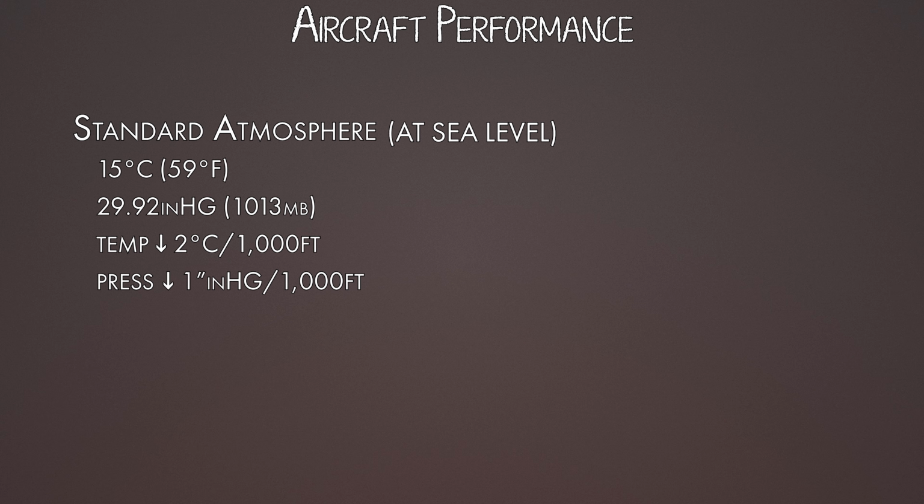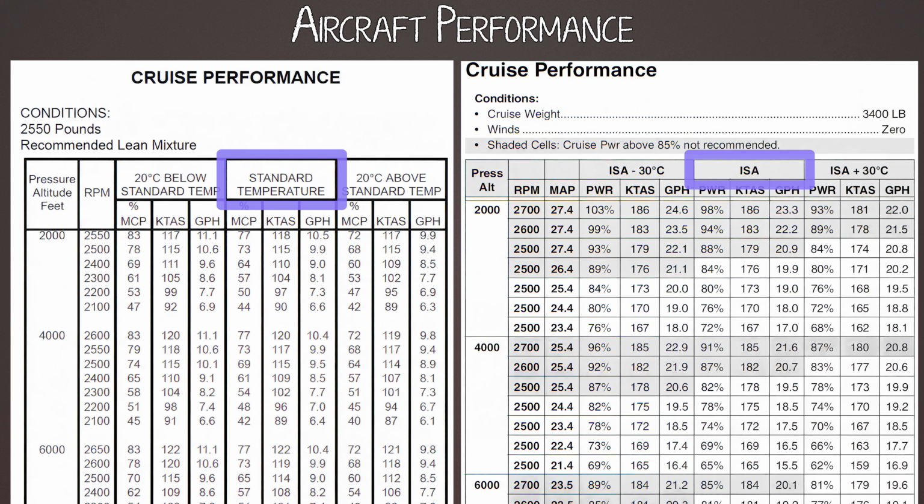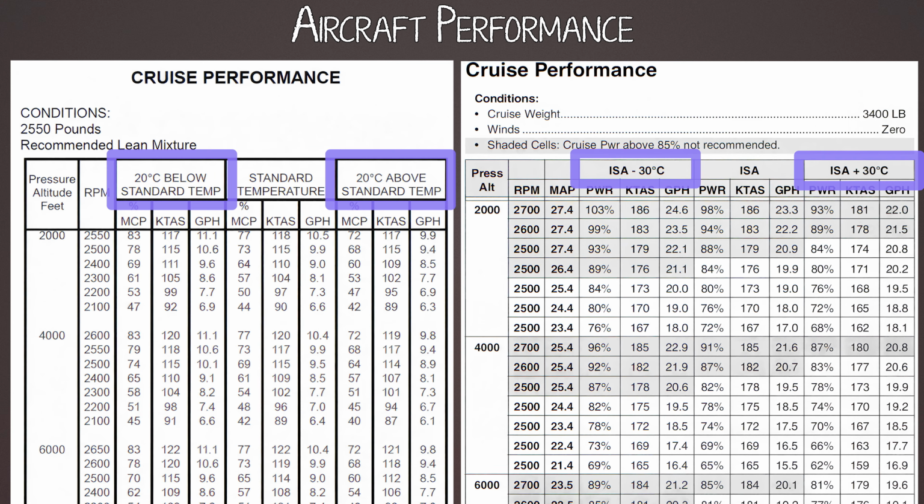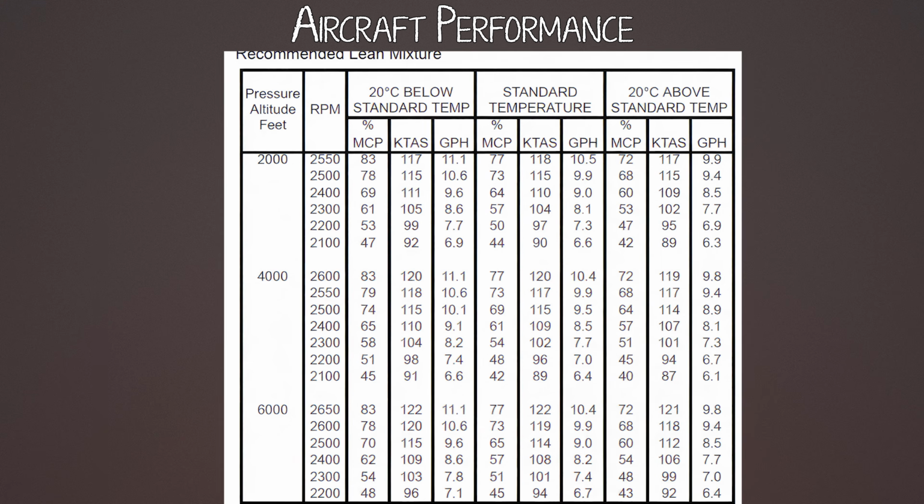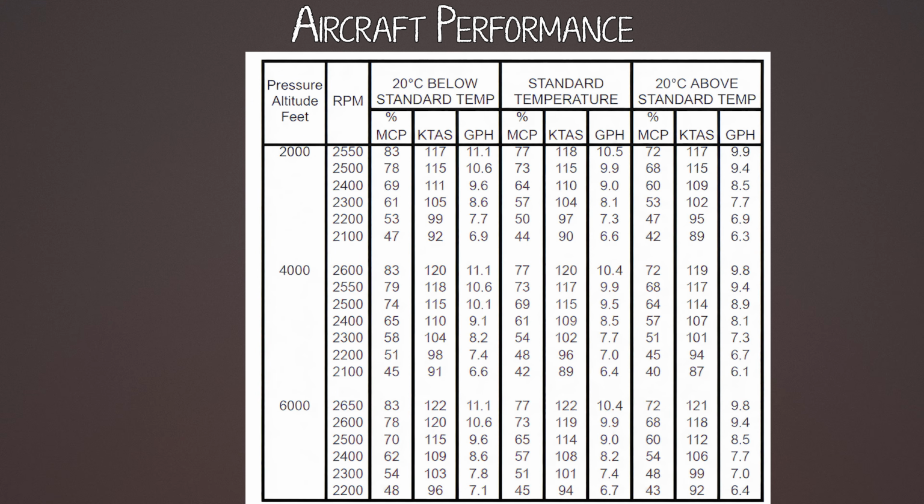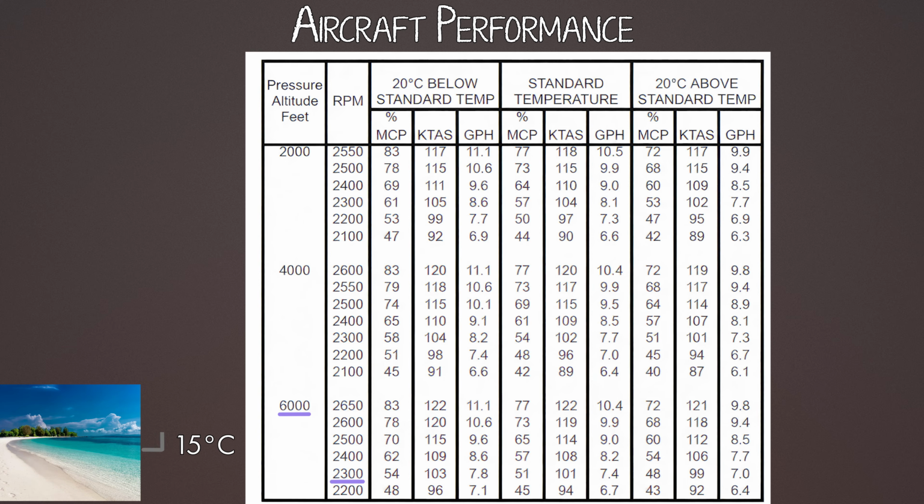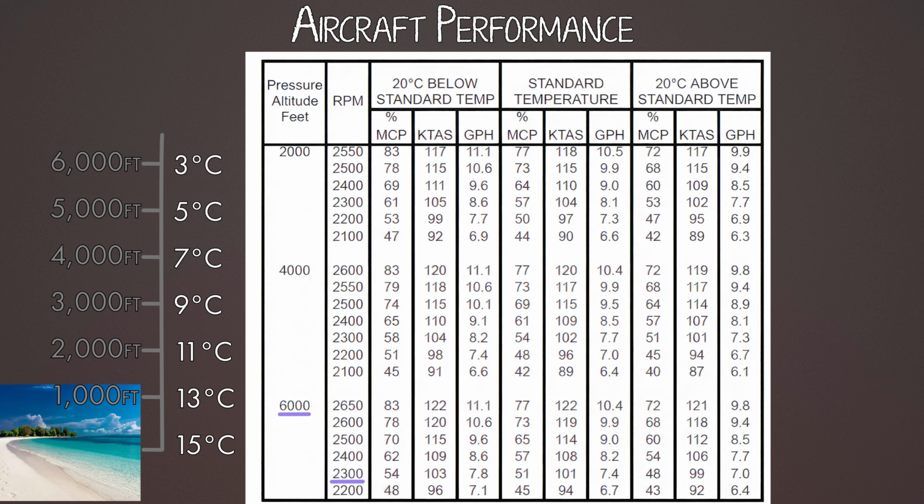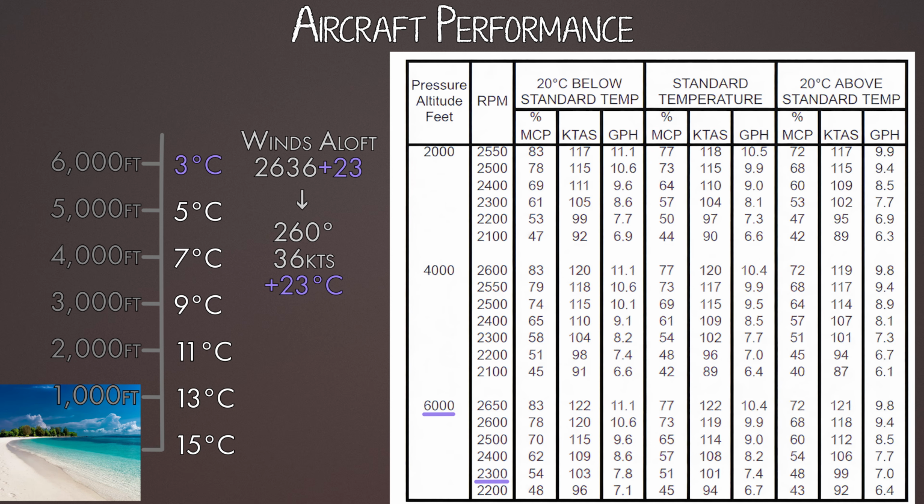When we look at some of our performance charts, there will be a reference to ISA, or International Standard Atmosphere, and then some correction for non-standard atmosphere. So let's look at this real quick. Say you're trying to find your fuel consumption at 6,000 feet with an RPM of 2,300. What's standard temperature at 6,000 feet? If it decreases by 2 degrees per 1,000 feet and we start at 15 degrees at sea level, that would be 3 degrees at 6,000 feet. And if your winds aloft say the temperature is 23 at 6,000 feet, you would use this number.